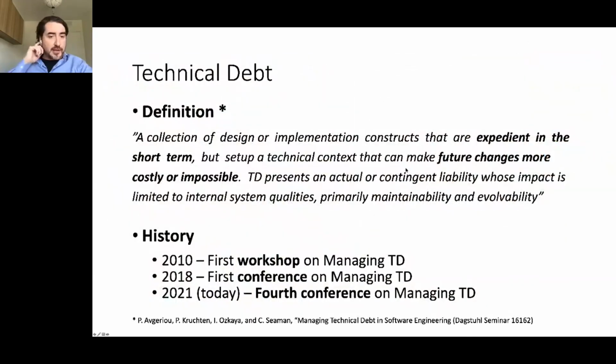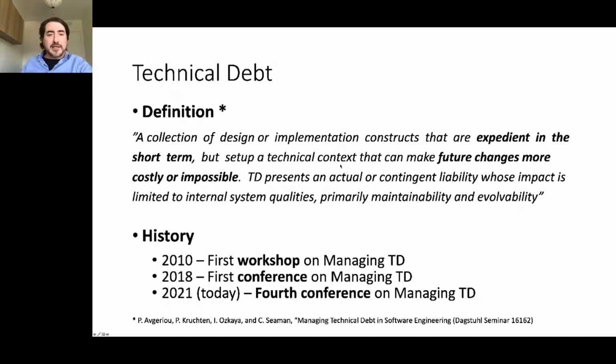There is also a definition of technical debt, and we cannot go on without a little bit of definition and history about technical debt. I'm not going to read it for you because I think everyone can read it very well. But in a nutshell, technical debt is something that we take because we have benefits in the short term, but we have to pay very dearly in the future. So in this case, future changes might become very costly or even impossible to do.